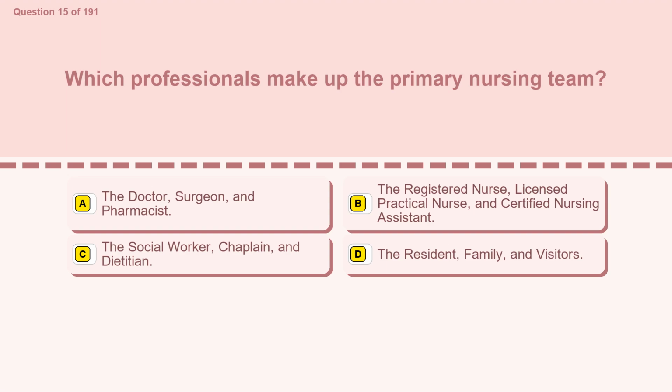Question 15. Which professionals make up the primary nursing team? Option A. The doctor, surgeon, and pharmacist. Option B. The registered nurse, licensed practical nurse, and certified nursing assistant. Option C. The social worker, chaplain, and dietitian. Option D. The resident, family, and visitors.